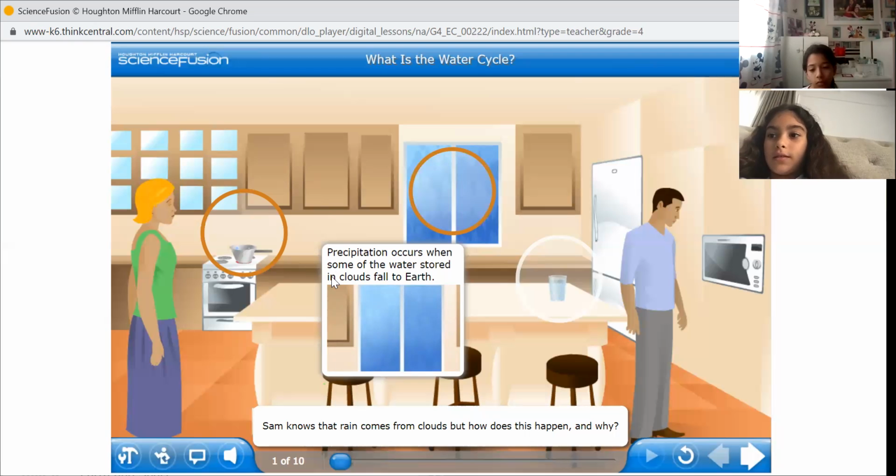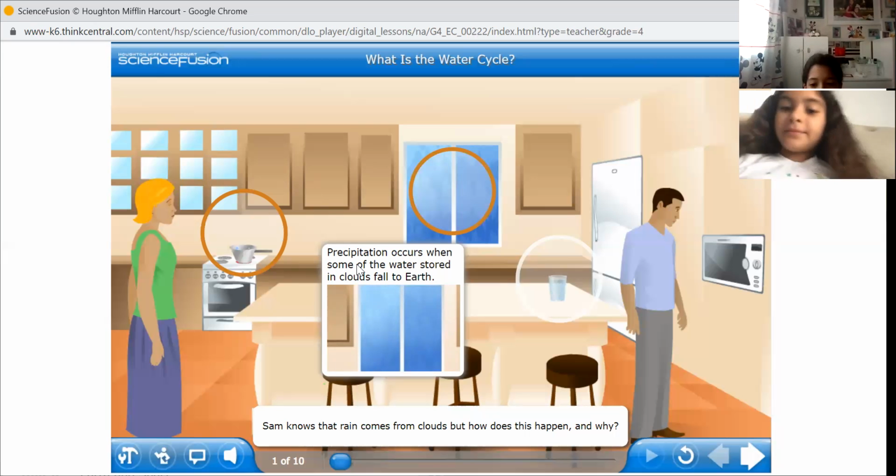Can you read the first word? It is about, yes? Precipitation. Excellent, excellent. All right, so this is precipitation, when water falls from the sky or from clouds to earth.